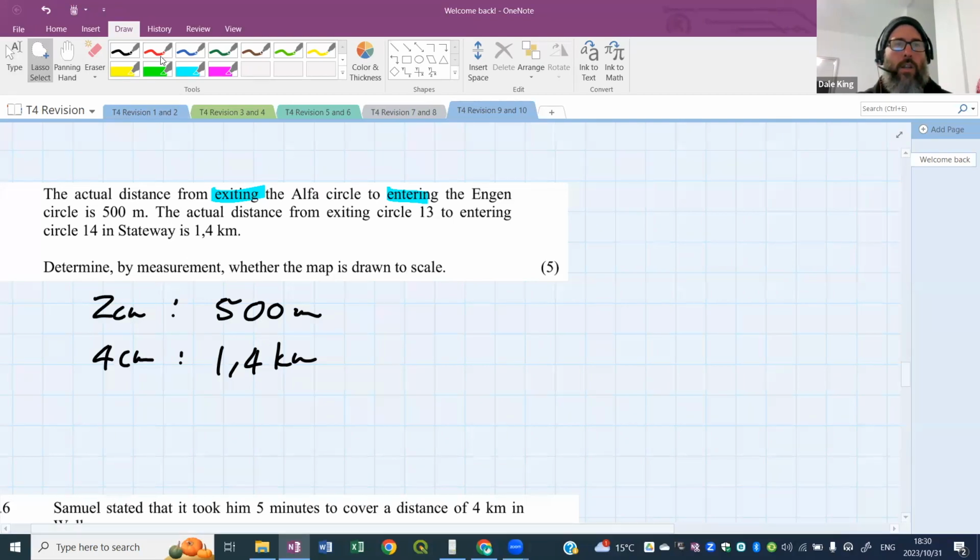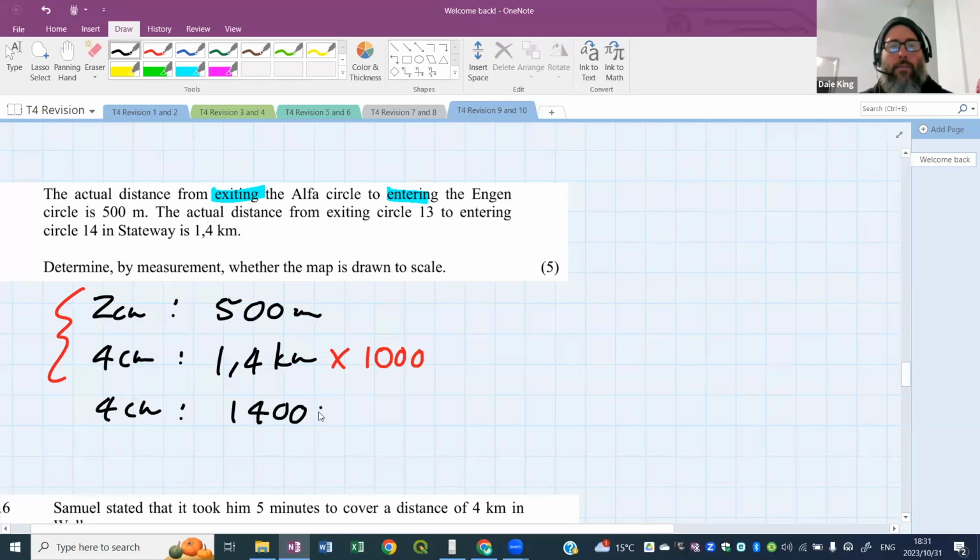So on the left-hand side, we measured these 2 values. And on the right-hand side, this is what they tell us it's supposed to be in the real world. Okay. Now, what I'm going to do is, first of all, change the bottom one's kilometers into meters. So we're going to multiply this by 1,000. That'll change this bottom one to 1,400 meters. All right. Now, I'm not going to change this too much.